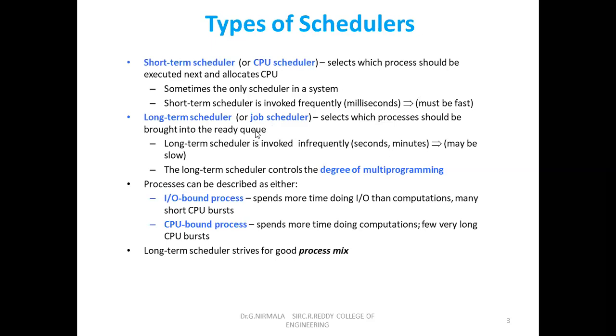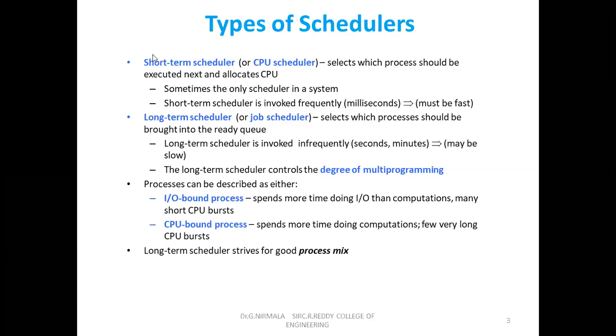Ready queue means normally in the main memory. The ready queue is available in the main memory. Prepare it for execution and assign the CPU to this particular process. The long-term scheduler is invoked infrequently, in seconds or minutes, so it may be slow. The long-term scheduler controls the degree of multi-programming. Everybody knows multi-programming means executing more than one program at a time. It controls the entire degree of multi-programming.